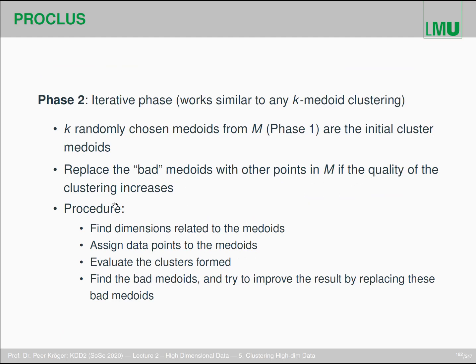This continues as long as the quality of the clustering increases, of course. And how to replace that? Well, you find dimensions related to the medoids. We will have a closer look at that. Assign data points to the medoids, as already sketched a little bit, but we will talk about that also. Evaluate the clusters formed, coming up, and then find the bad medoids and try to improve the results by replacing them with other candidate medoids from this set here.